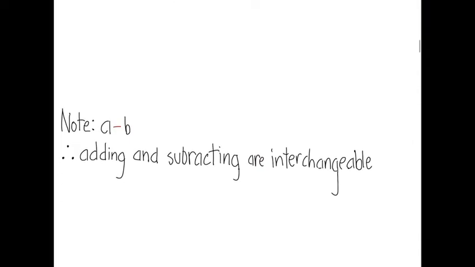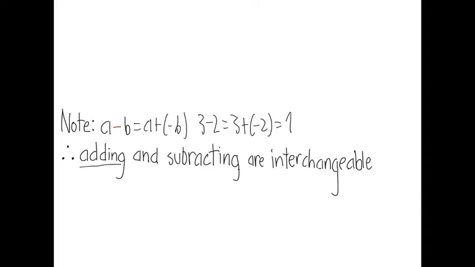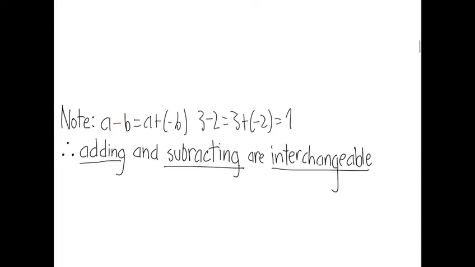And before we start, take note of this. A minus B is equal to A plus negative B. One example is 3 minus 2 is equal to 3 plus negative 2, and both of them are equal to positive 1. The reason this is important is that it shows that adding and subtracting are, in a sense, interchangeable. So all throughout this video, I'm going to be showing adding and subtracting for just addition, but take note that it also applies for subtraction. So now let's get into it.